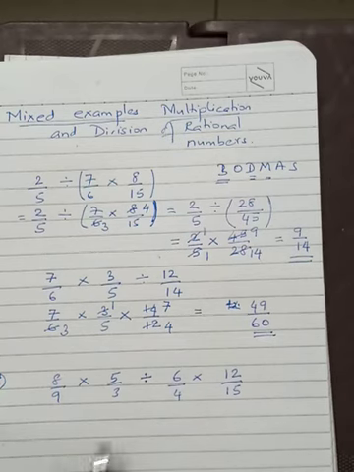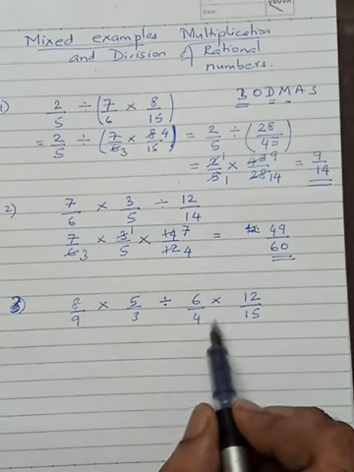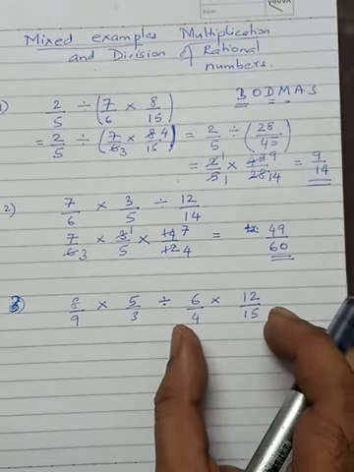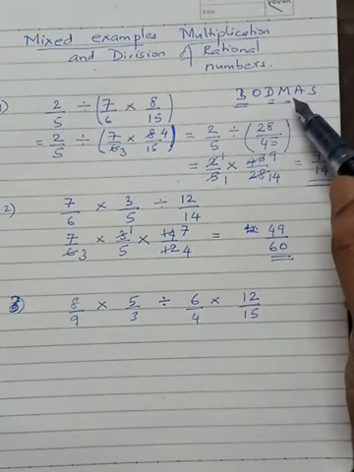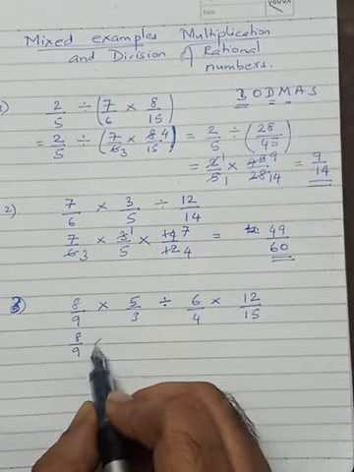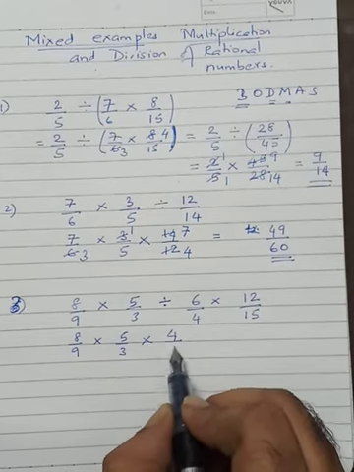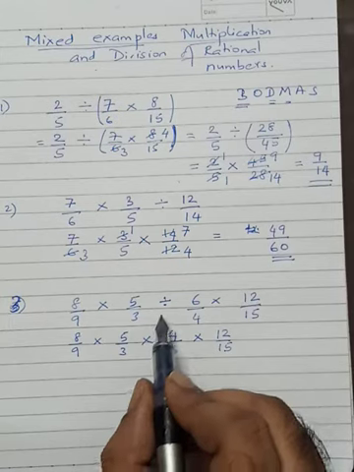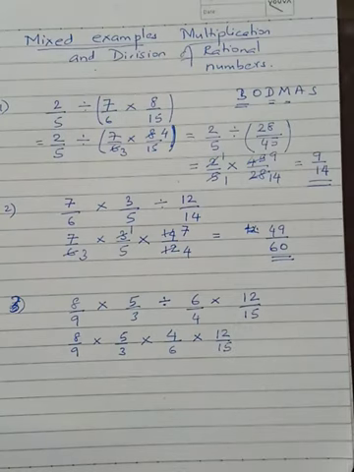Let's take this example. Now, here it is 8 upon 9 multiplied by 5 upon 3 divided by 6 upon 4 multiplied by 12 upon 15. If there was a bracket, first I would have to solve the brackets. But since now there is no bracket, I have to do division first, then the multiplication. So I'll write over here 8 upon 9 into 5 upon 3 multiplied by 4 upon 6 multiplied by 12 upon 15. If I do the multiplication over here and then the division, then everything will go wrong.